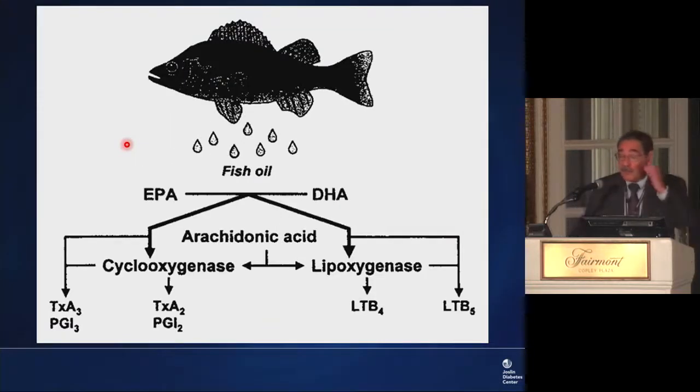What about fish oils? So there are good fish oils and bad fish oils. Eicosapentaenoic acid and docosahexaenoic acid, of course, are good fish oils. Those are our omega-3 fish oils.